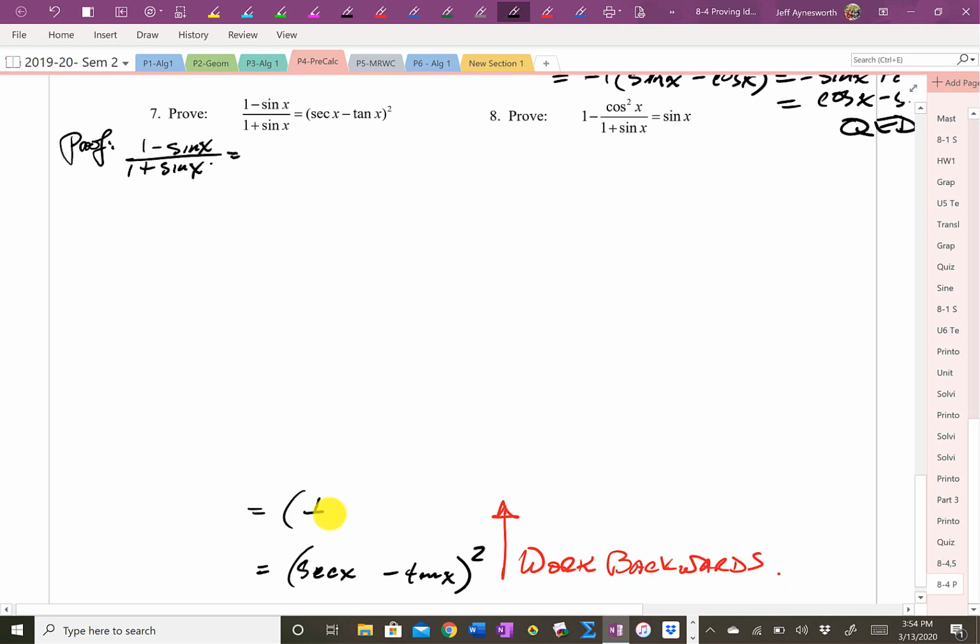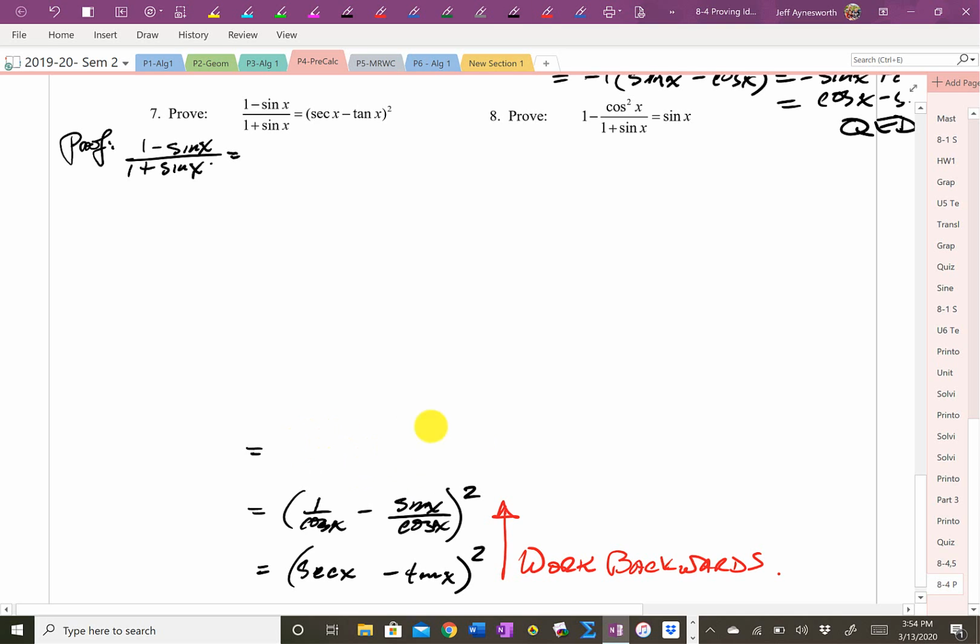So this is the quantity of 1 plus cosine of x minus sine of x divided by cosine of x, all quantity squared. So let's combine fractions. Let's work backwards again. All right, so let's use the product rule here. So we have cosine of x minus cosine times sine, so cosine x times sine x, all divided by cosine times cosine, which is cosine squared of x.